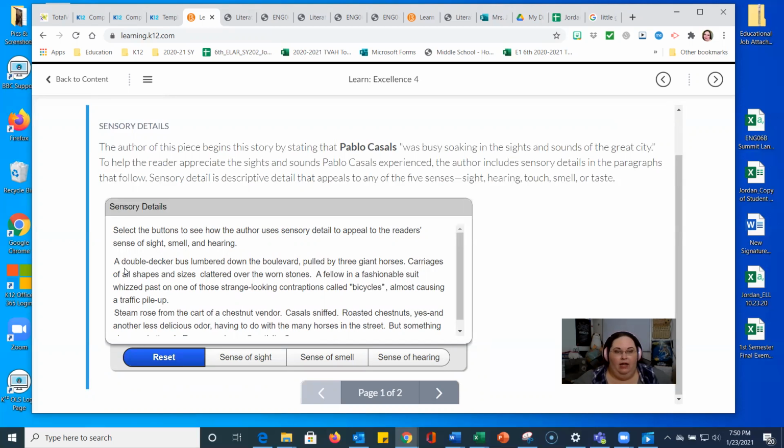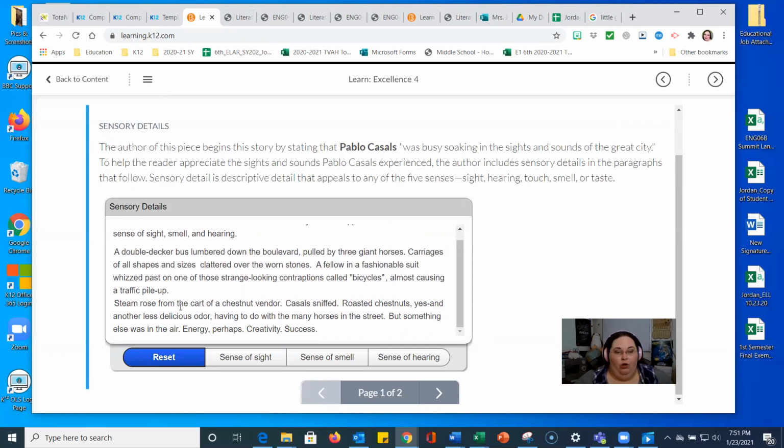Select the buttons to see how the author uses sensory detail to appeal to the reader's sense of sight, smell, and hearing. A double-decker bus lumbered down the boulevard, pulled by 3 giant horses. Carriages of all shapes and sizes clattered over the worn stones. A fellow in a fashionable suit whizzed past on one of those strange-looking contraptions called bicycles, almost causing a traffic pileup. Steam rose from the cart of a chestnut vendor. Casals sniffed roasted chestnuts, yes, and another less delicious flavor having to do with the many horses in the street. But something else was in the air. Energy, perhaps. Creativity. Success.